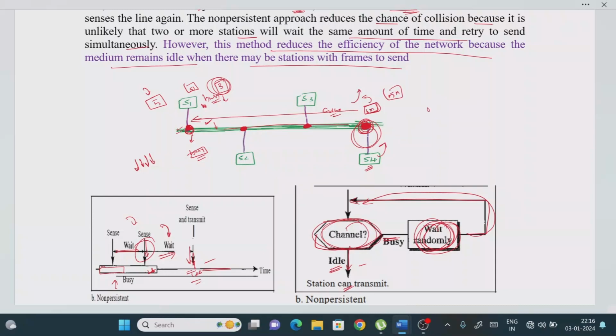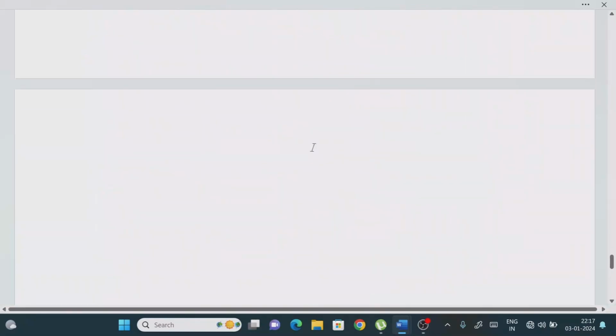Now see that in between 0 to 5 minutes, no data is going to be transferred in the communication medium. We are not sending any data. It means that we are wasting 5 minutes of time, something like this. You need to relate this with the meaning, right? Because we are waiting a random amount of time, the medium remains idle up to 5 minutes, and there may be a station with a frame to send also, but it cannot send. That is the drawback of this non-persistent method.